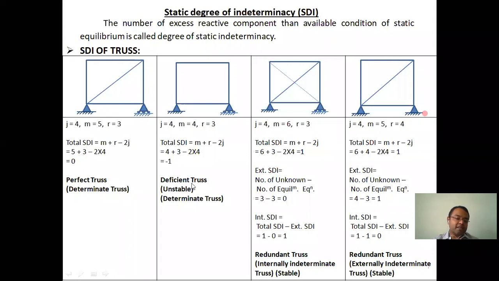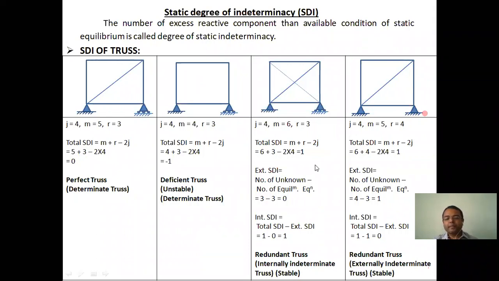Why am I calling this unstable or deficient? Because if you apply a horizontal force on this truss, the total truss will collapse. It will lean on one side. That's why it is unstable. It is determinate, meaning you can solve these 2 trusses by using equilibrium conditions only. So these 2 are determinate trusses. This one is perfect, this one is unstable.